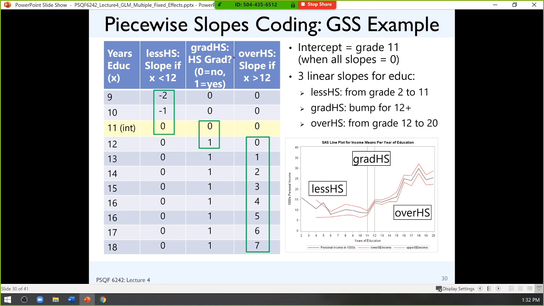The next column, grad high school, is the acute shift, so to speak, the bump that you get from graduating high school. It doesn't turn on; it stays at 0 until you hit 12th grade. Then it switches from 0 to 1. But because this predictor is only capturing the acute bump of graduating, it stays at 1 after year 12. So it jumps up and then shuts off.